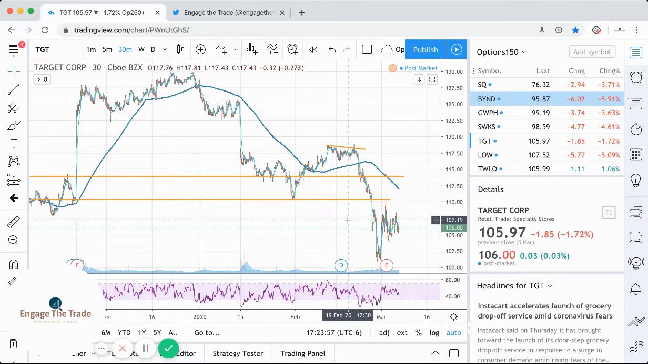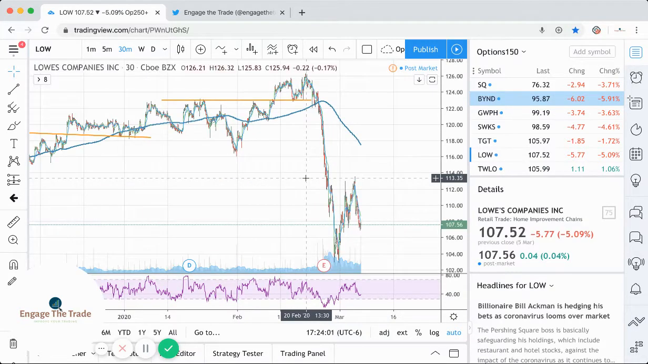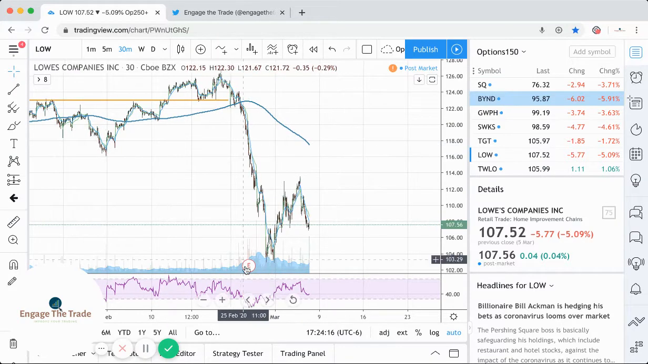Target's been pretty choppy lately, so I don't even want to mess with that. Lowe's had, look at that, an inverted head and shoulders breakout. Tested and held, but then the market dropping and earnings both took it out of it.